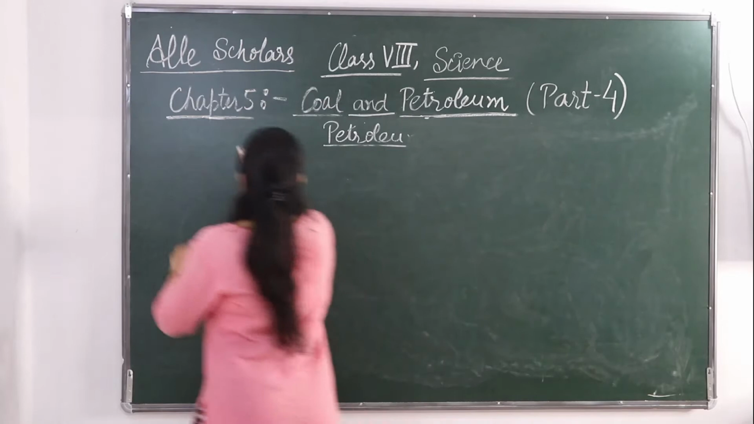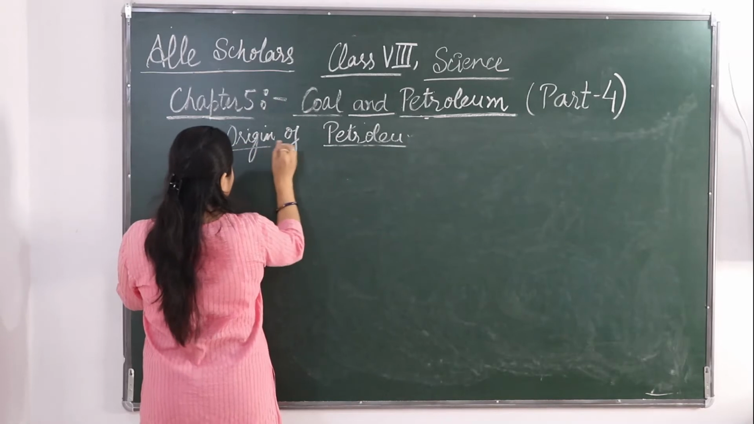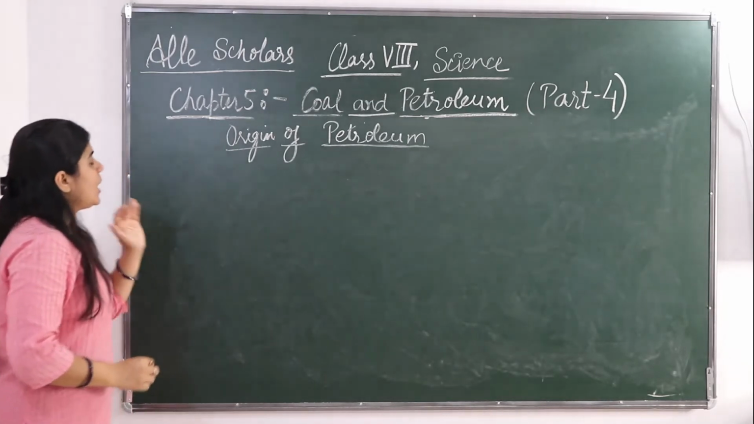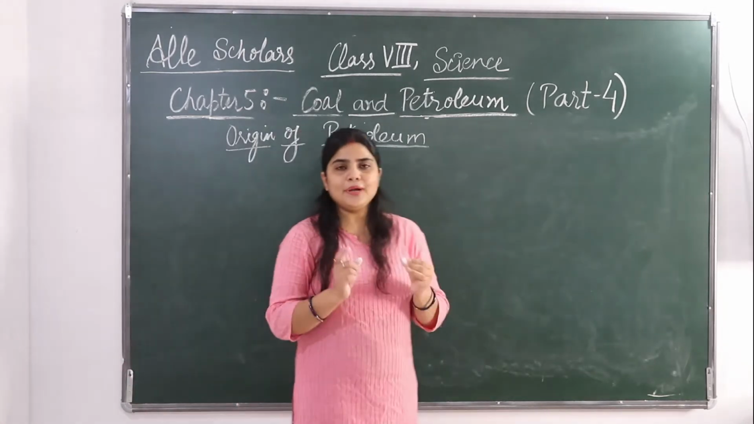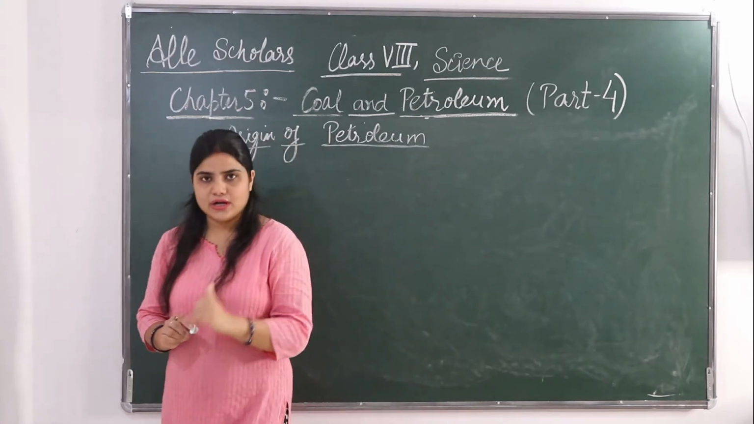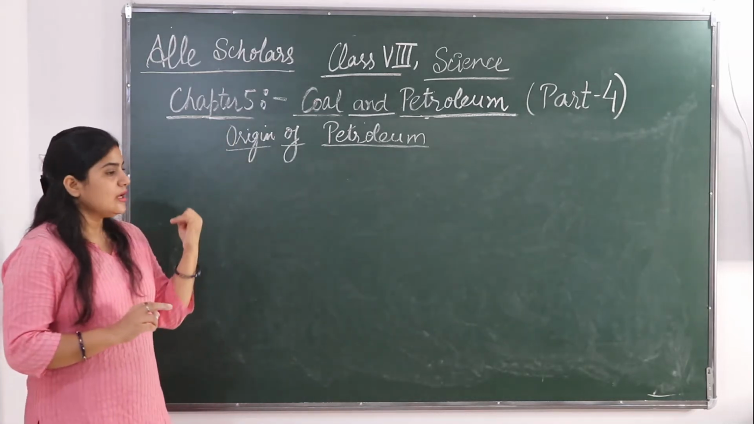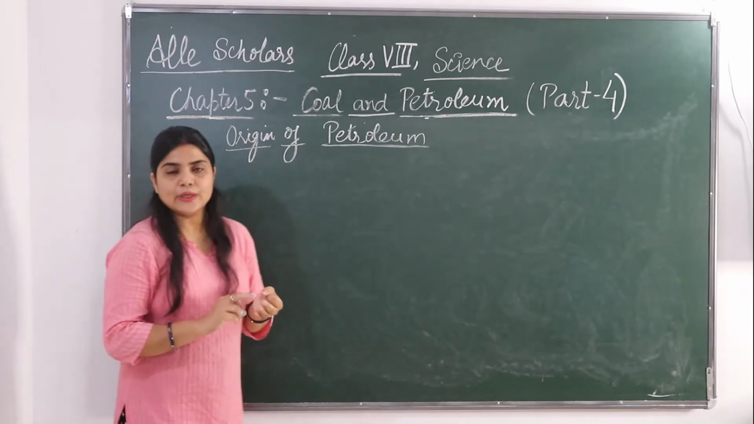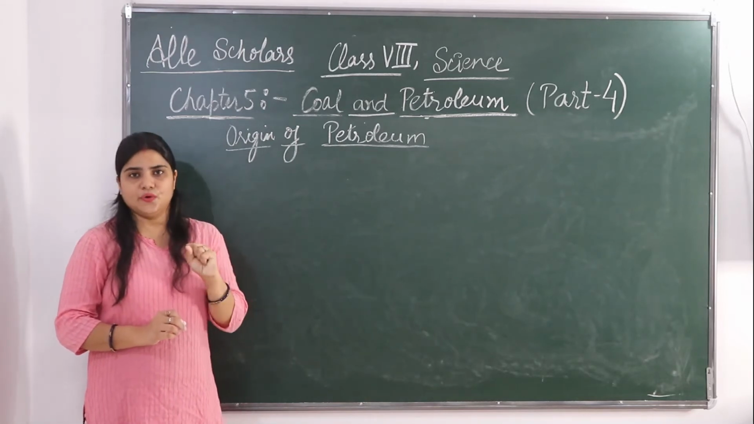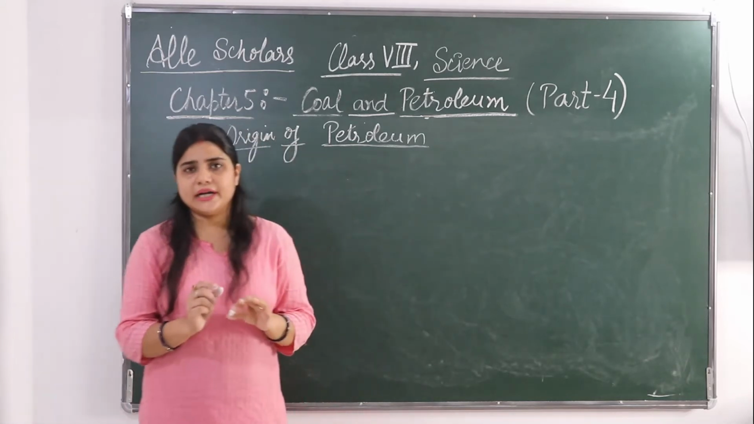Okay, so origin of petroleum, how this petroleum originated, from where it has been formed. So we know that petroleum is a complex mixture of solid, liquid and gaseous hydrocarbons, and it is mixed with salt water. Okay, and also the earthy particles.